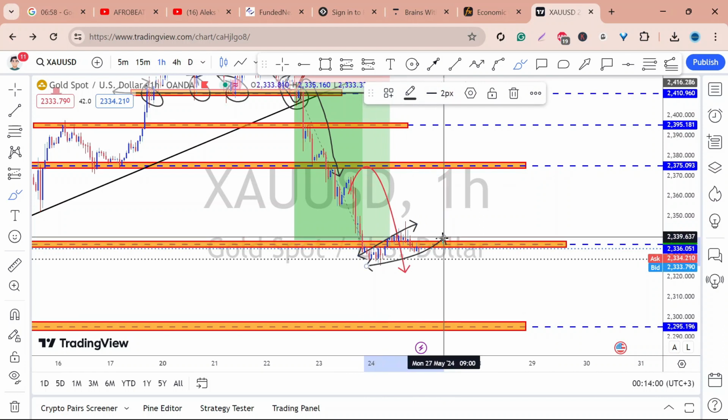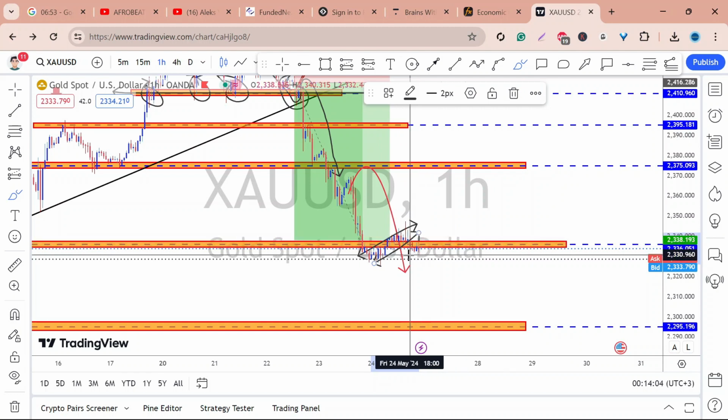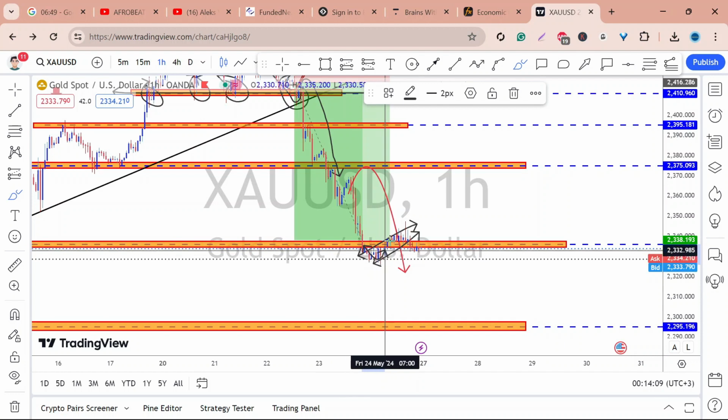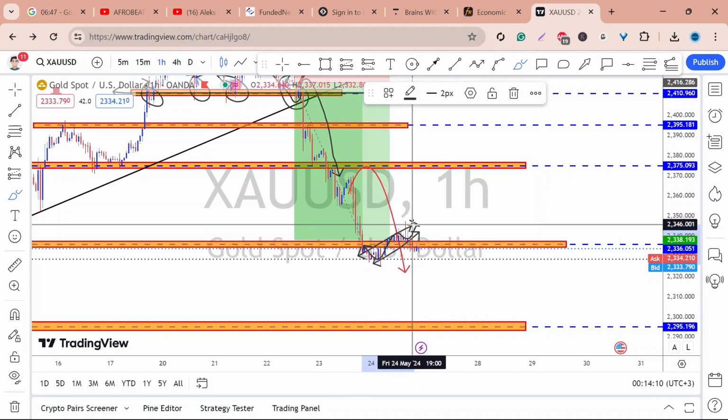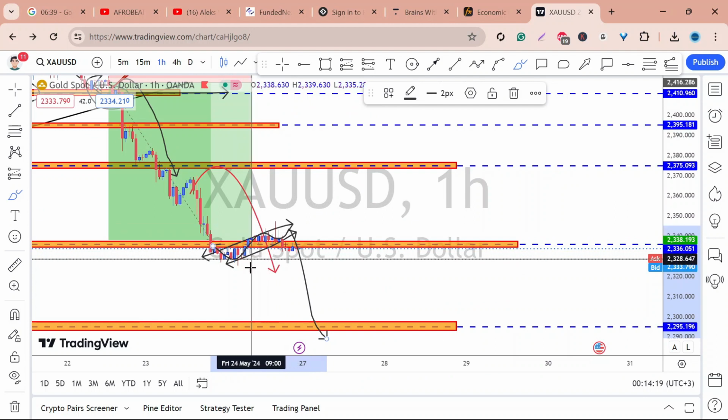So looking at gold, we are still looking to maintain the bearish structure. If this flag that has already been broken out is to stand, then we expect gold also to go for the next structure. But again, looking at the 1-hour time frame, gold may play games on us.